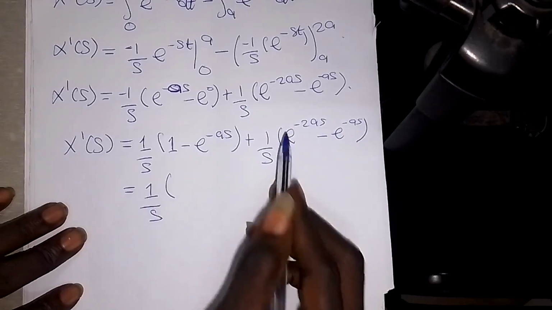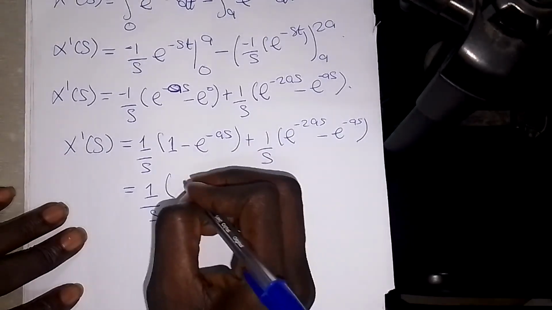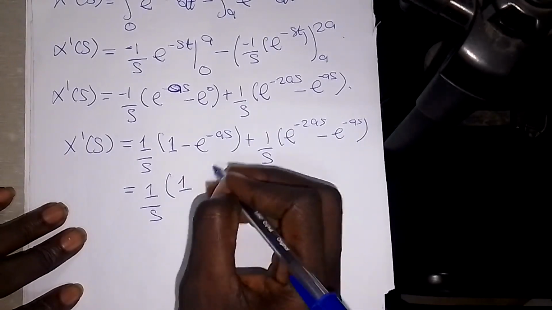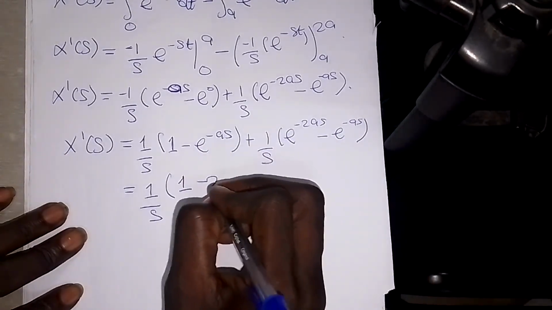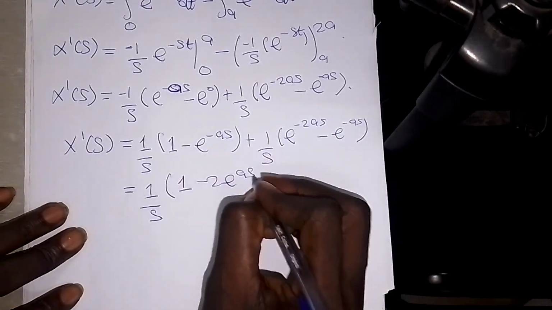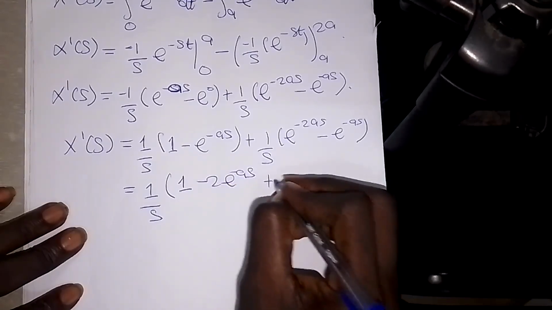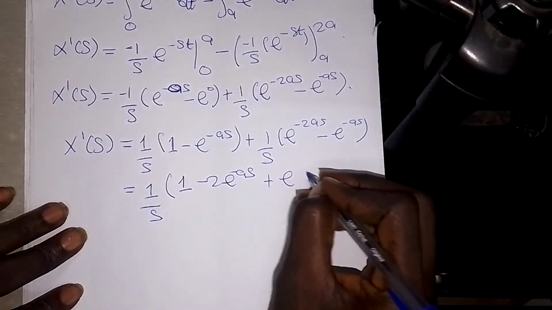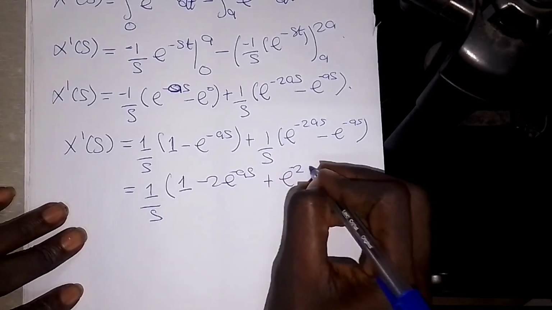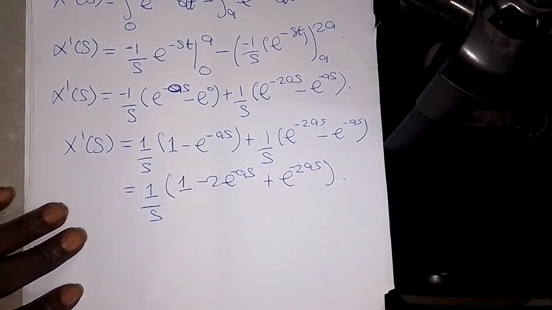You're going to have 2, and then you're going to have this one. So you're going to have 1 minus negative 2e^(-as) plus e^(-2as). Okay, so basically, this is what you're going to get.